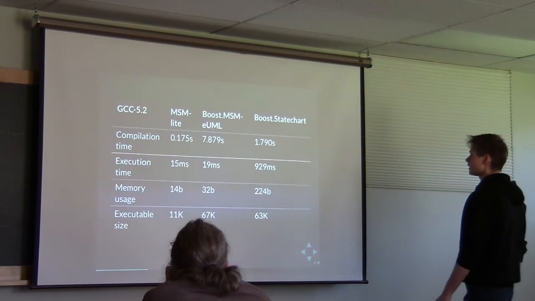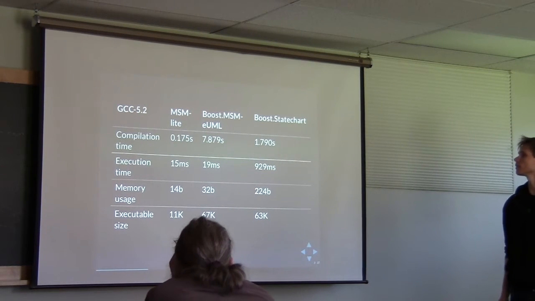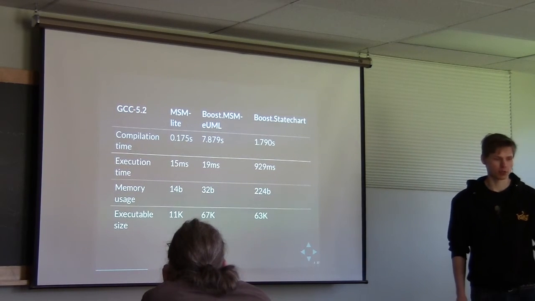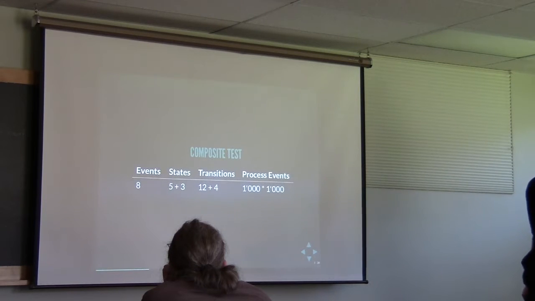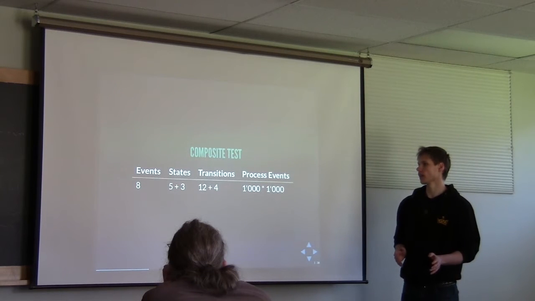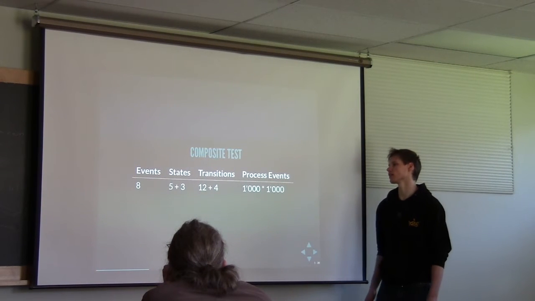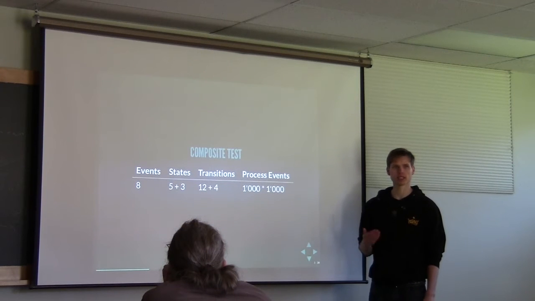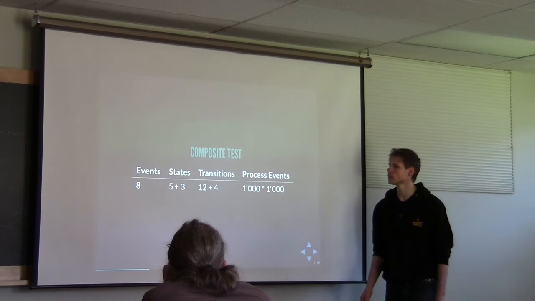That was for Clang, that's for GCC. GCC is a bit slower, but it produces more or less the same values. You can see that Statechart is a bit faster in GCC. It's probably due to optimizations. When we look into different tests, this one is a composite. So we have two state machines, one has 5 states, the other one has 3, and transitions are 12 and 4. We iterate thousands of times in the first one, and after that we go to the second one and iterate thousands of times as well.